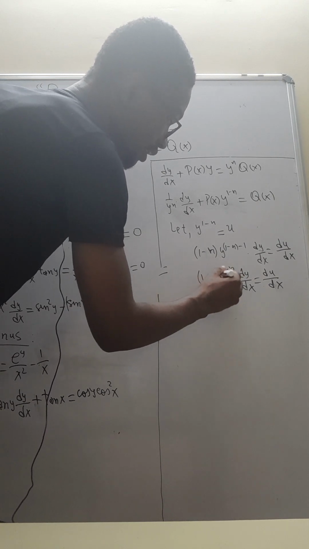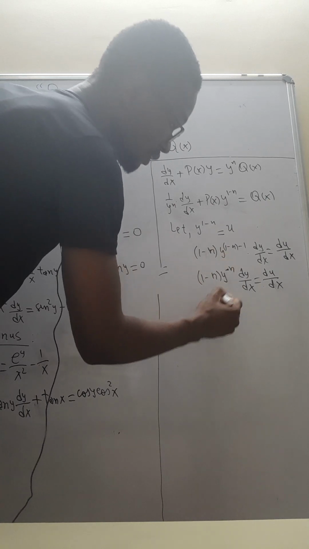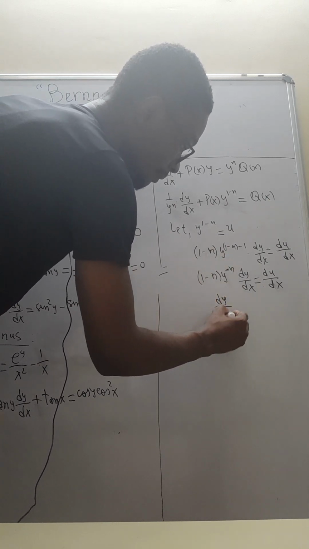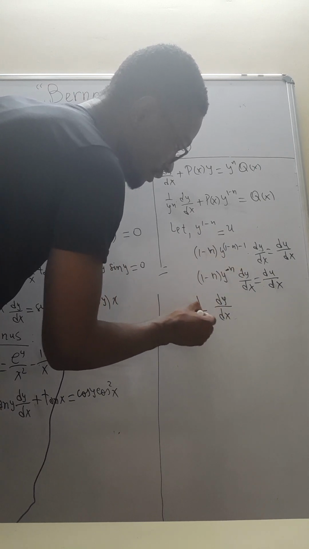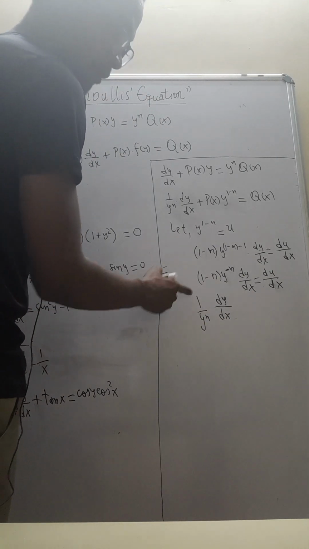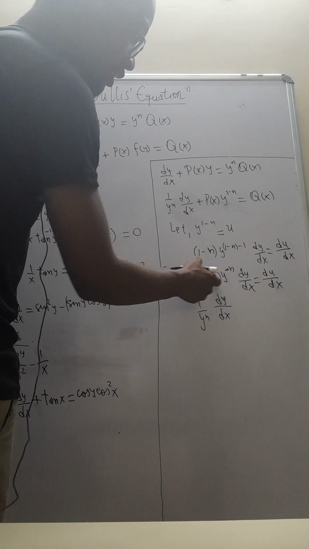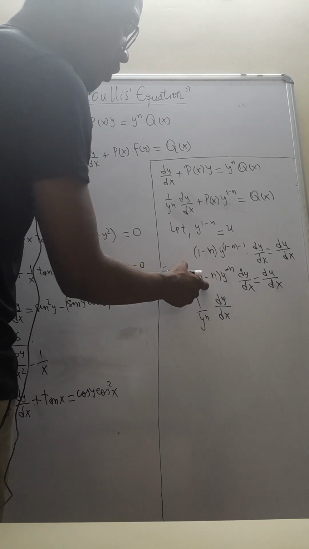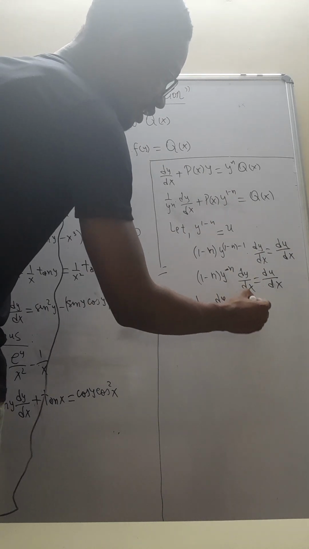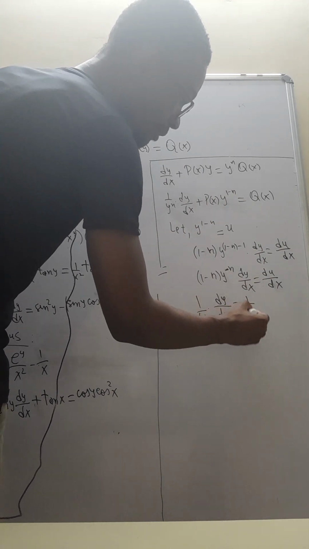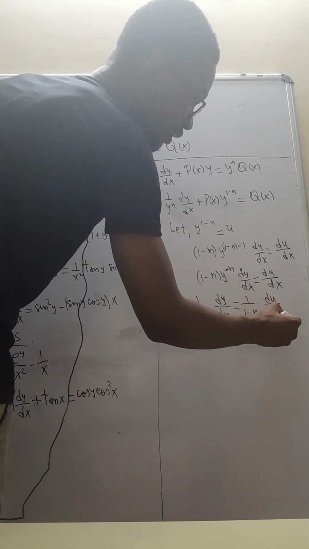The next thing to be done is just to isolate this one. So for y raised to minus n dy by dx, it is minus, so it will be the opposite, 1 by y raised to n. Then we have this expression, 1 minus n, which is a number and can be put on that side. So we are going to have 1 by 1 minus n du by dx.